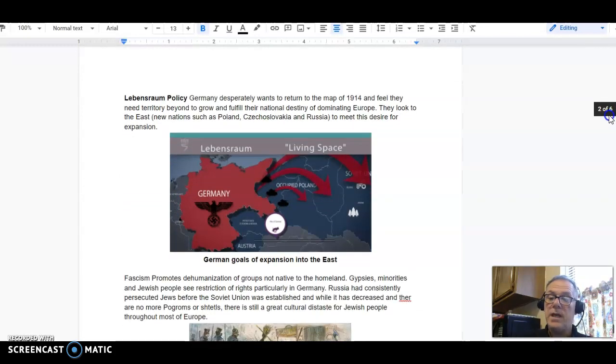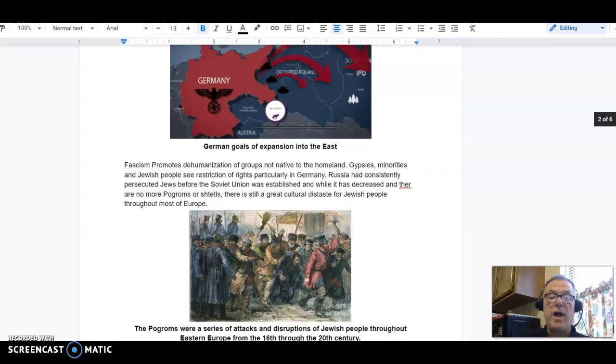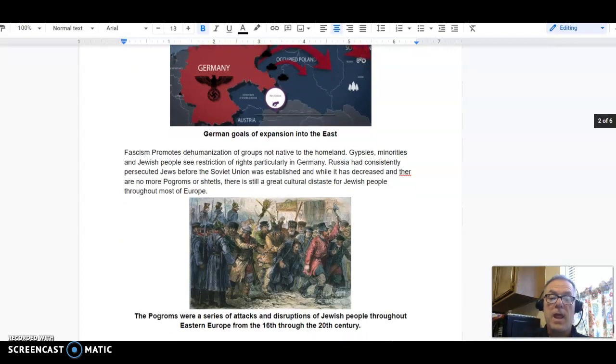One of Germany's nationalistic policies was living space. They wanted to expand their country back into everything they had prior to World War I and also go beyond. And they looked to the east, where they had lost a lot of territory, and to Russia. This was seen as a national goal to spread throughout Europe and make Europe basically dominated by Germany and its culture and its racial policies of the Nazis.